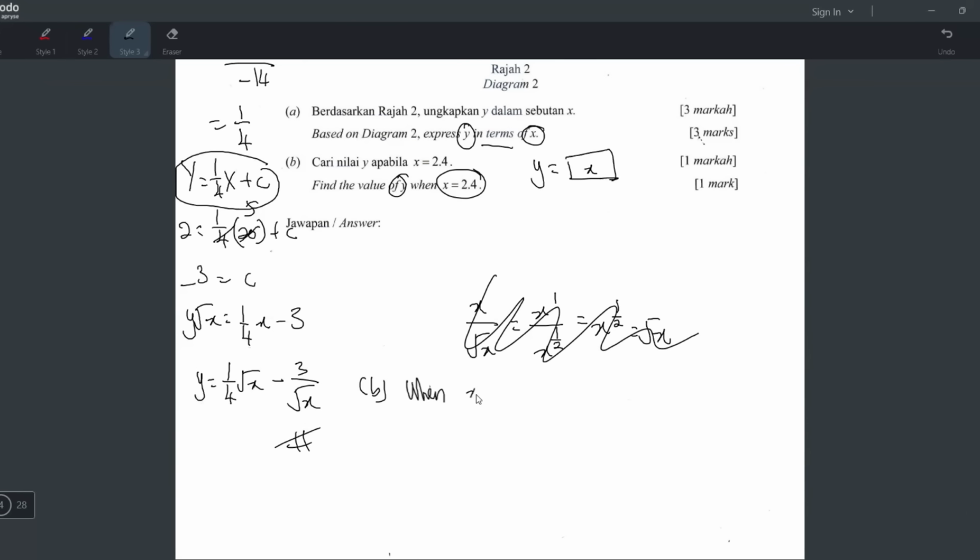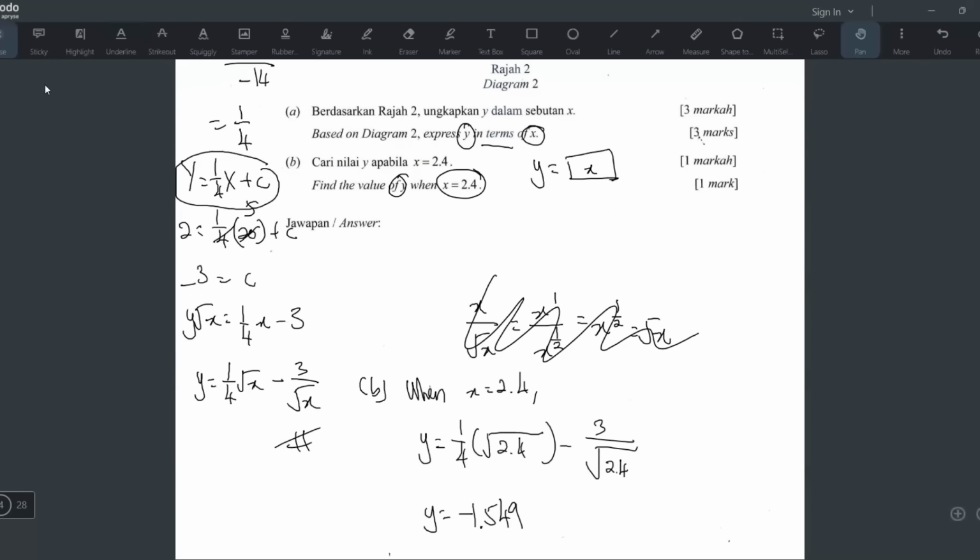So when small x equals 2.4, just sub the x inside here and here, then you get the small y already. So y equals 1 over 4 times square root x minus 3 over square root x. So the x here is 2.4 and this one is 2.4 like that. You just press the whole thing in your calculator and then you write 4 significant figures. My calculator gives me negative 1.549.